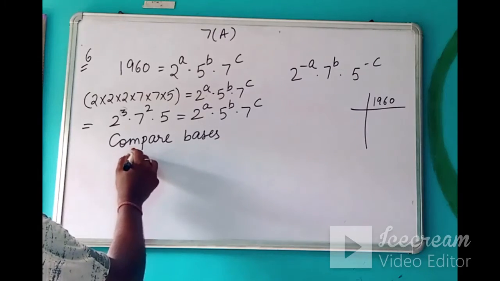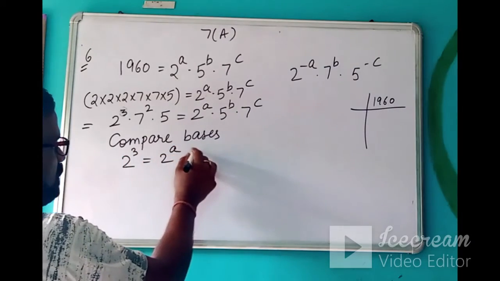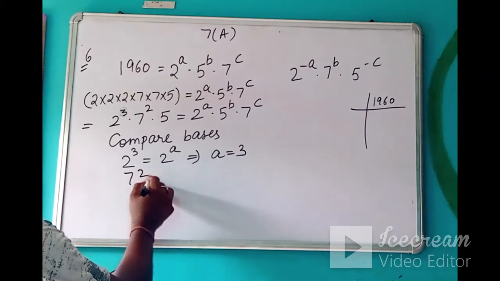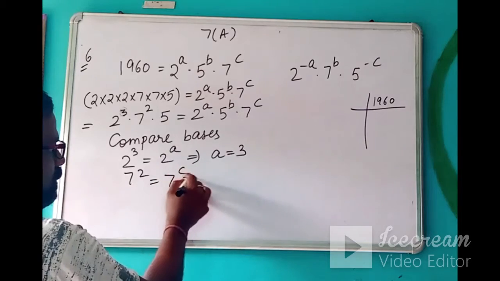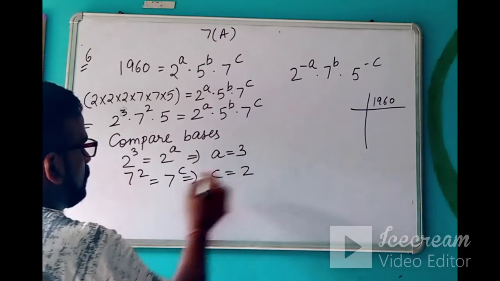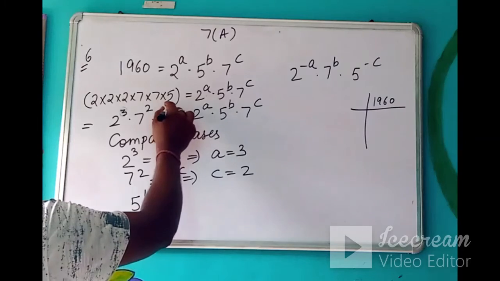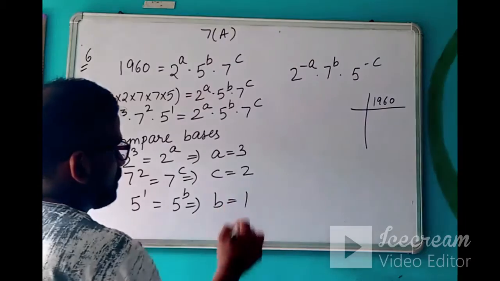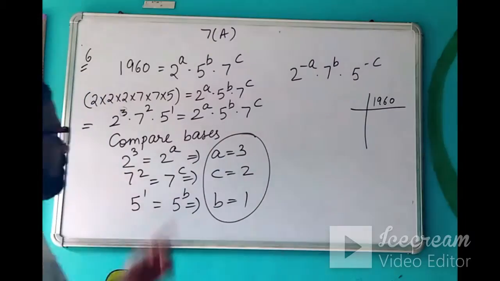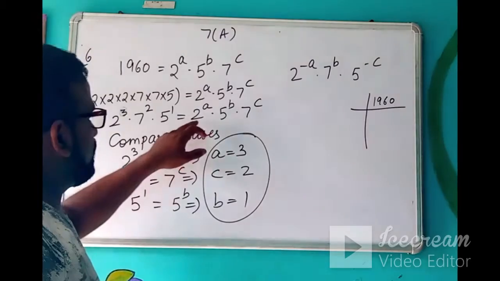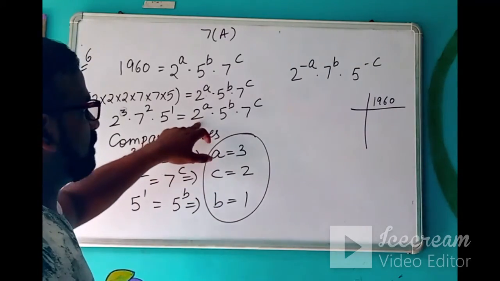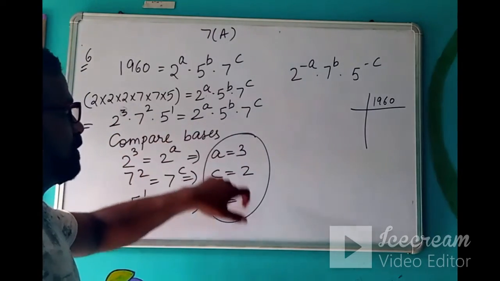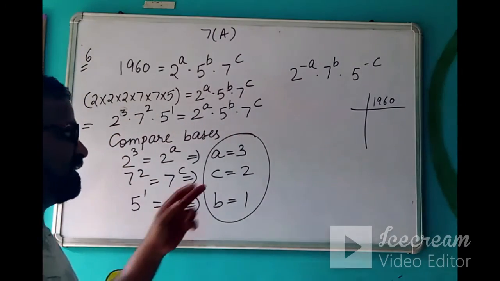So 2 to the power 3 is equal to 2 to the power a. That means you will get a is equal to 3. 7 to the power 2 will be equal to 7 to the power c, so you will get c is equal to 2. And for 5, nothing is written, so I will write the power as 1. 5 to the power b, so I will get b is equal to 1. If both sides are equal to each other, then we compare the respective powers of the respective prime factors, like 2 with 2, 7 with 7, 5 with 5. So I will get a is 3, c is 2 and b is 1.